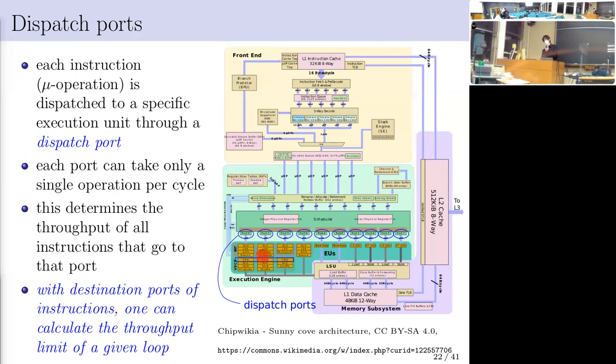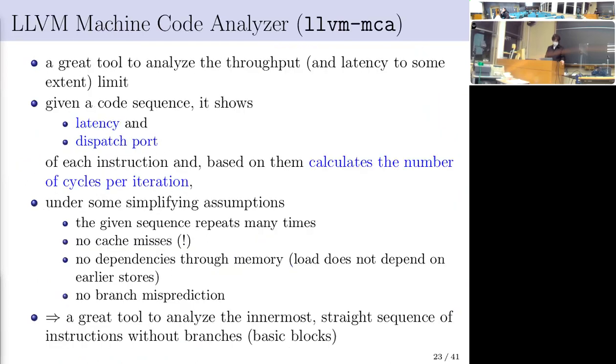For example, if you have 30 instructions that need to go to either this port or this port, then the minimum number of cycles per iteration will be 30 over 2, which is 15. So this kind of reasoning you can perform to calculate the number of cycles a single iteration needs to take. But this is the general theory.